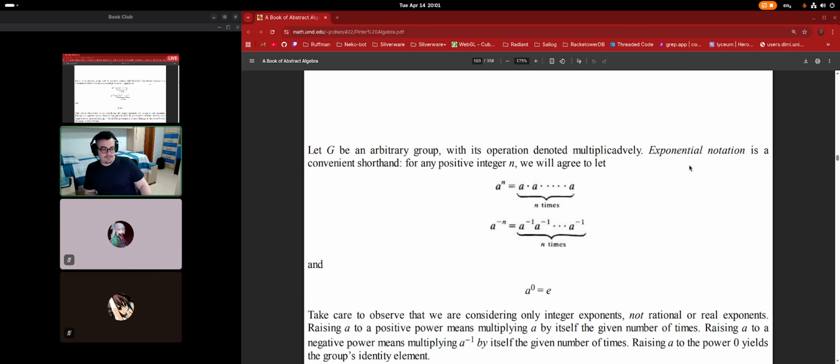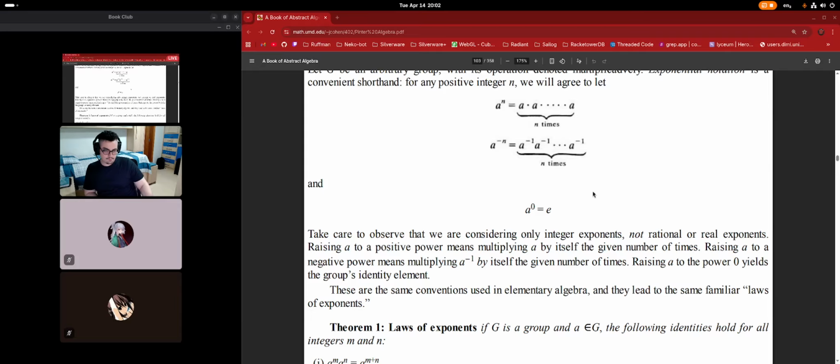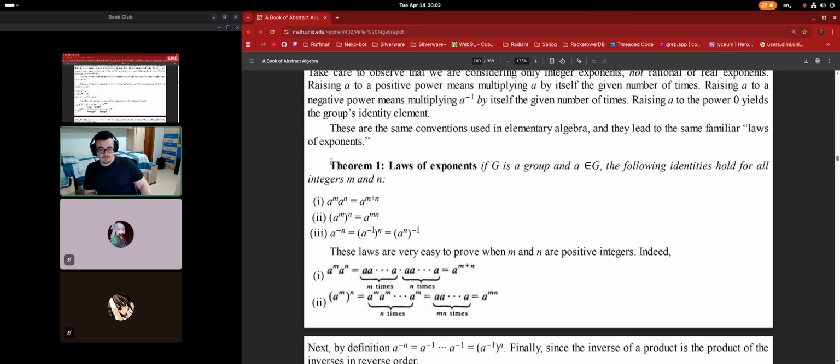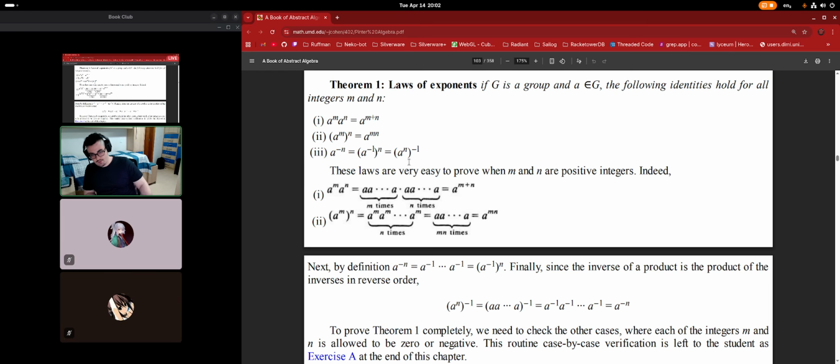So we have exponential notation if the operation of the group is expressed with multiplication, and we can notate it with this. The exponent becomes how many times you are applying the operation. For the negative, you're applying the inverses that many times. And if you go to zero, you're actually getting the identity element. Then pretty much all the properties of exponents hold. Of course, you should prove that, but oh well.